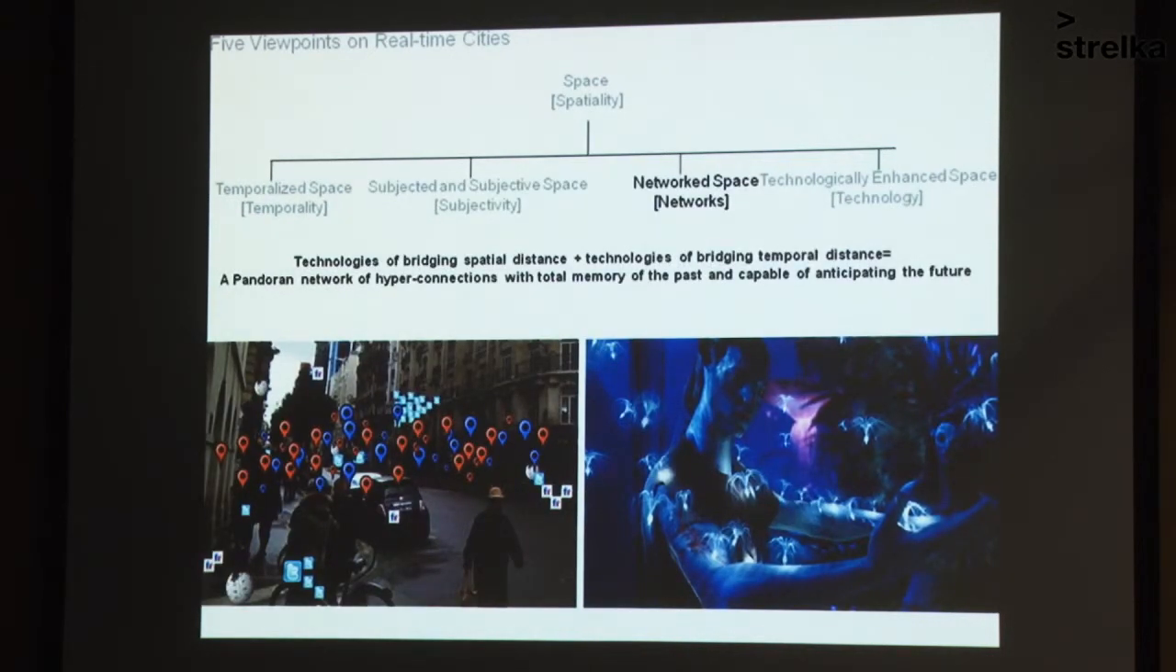Ideally, our digitally augmented architectures and urban settings, these sentient machines for habitation, are networked. The extreme vision is a Pandoran world of hyper-connections where all entities are connected through space and time, either by hierarchical infrastructures or by peer-to-peer ad hoc networks. And they possess a complete digitized memory of the past that is enhanced with pattern recognition algorithms that allow for anticipating the future as well.